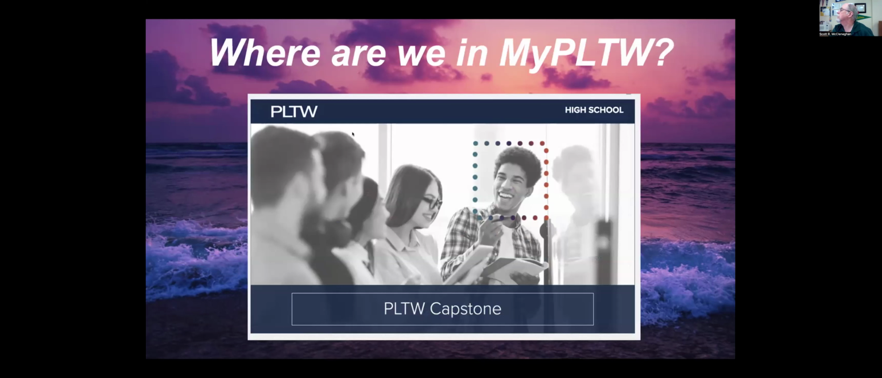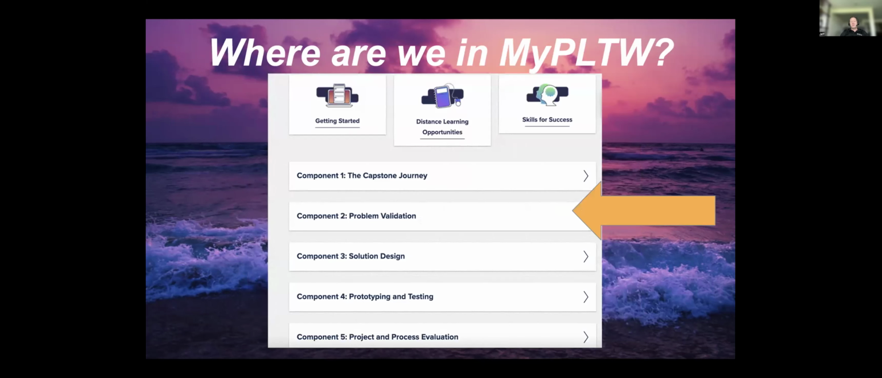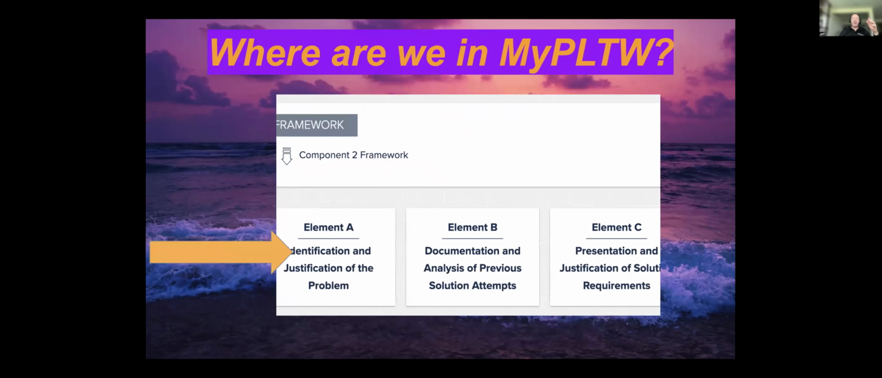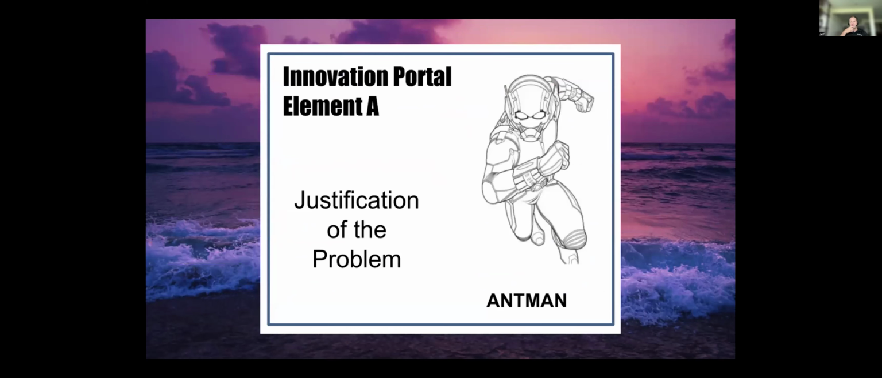Let's see. So if you are in my PLTW, now we're getting into what we call component two. Component two is all about validating our problem. So we're going to first identify our problem. You came up with three problems that you may want to solve. Well, the very first element, this is element A. What we do in element A is all about, hey, we identified our problem, now we have to justify it. And this is where our research comes into play.